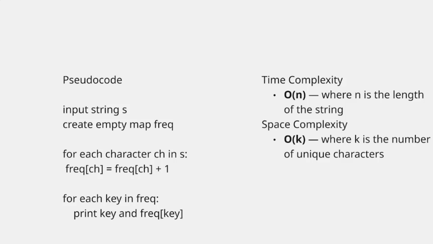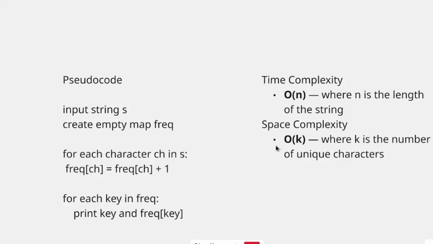Next, time complexity and space complexity. The time complexity is big O of n. We are going to traverse the string only once, not more than once. We are not using a nested loop either. So that's why it is big O of n, the length of the string.